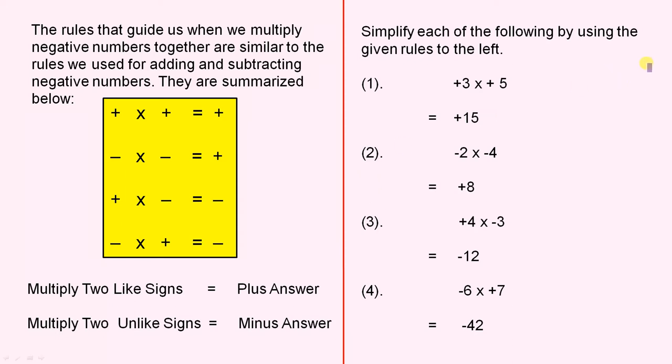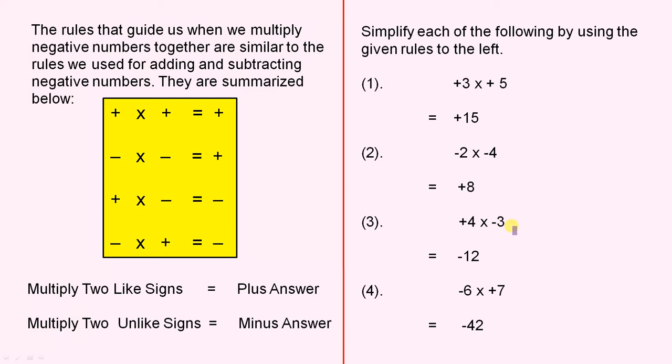Let's have a look at some examples. Simplify each of the following by using the given rules to the left. Number 1. Positive 3 multiplied by positive 5 gives us positive 15. Negative 2 multiplied by negative 4 gives us positive 8. So that's the same as the first two.